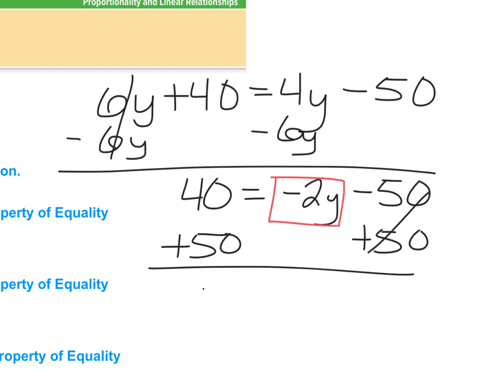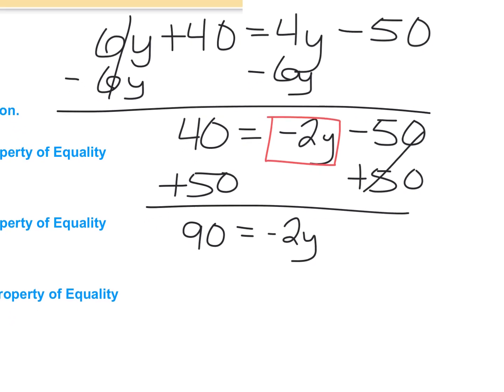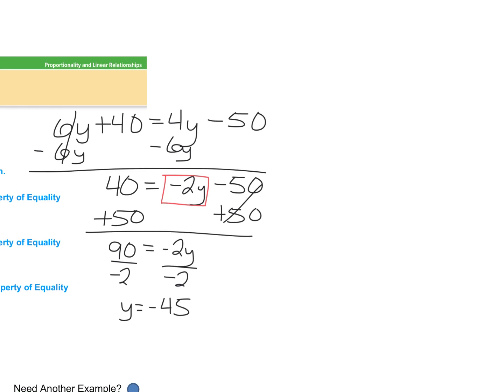So I get 90 equals negative 2y. And then what's my last step? Divide by negative 2. So I get y equals negative 45. Okay? Let me show you something. Same equation.